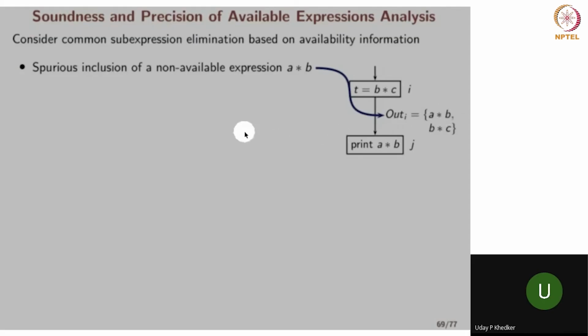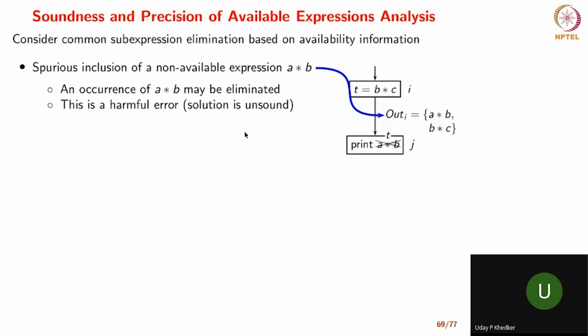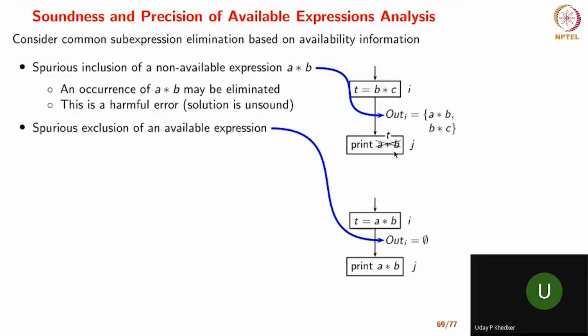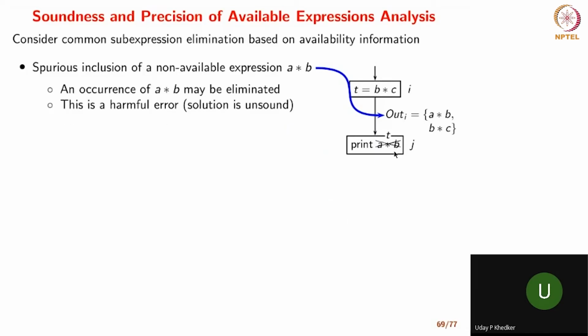What could happen because of this? Because of this, an occurrence of A star B may be eliminated, which is wrong. Actually, I should not be showing T here because this T is for B star C, but A star B may be eliminated, which is wrong. This is an example of a harmful error. So spurious inclusion of a non-available expression is harmful. Recall that spurious inclusion of a live variable was harmless.